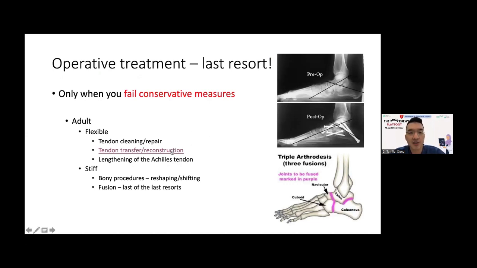of the Achilles tendon. So I want to just quickly show you guys a video of how we perform a tendon reconstruction. Give me 1 second to let it load.